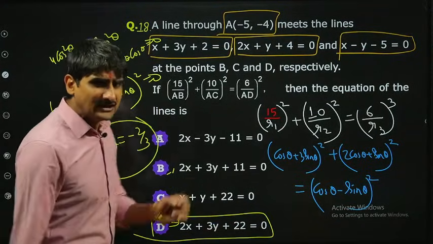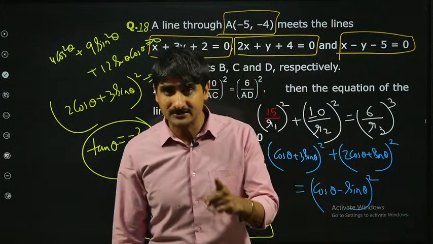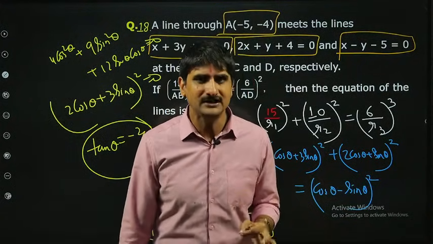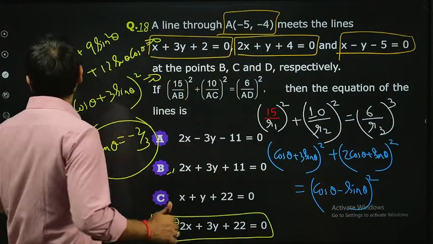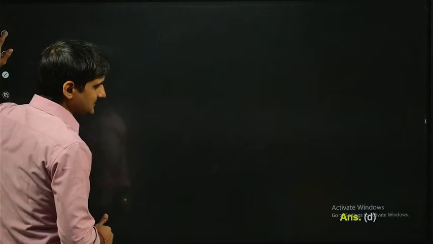So that's it. So that was a good question actually, based on the application of parametric form of equation of straight line, and that's why I selected this question, bachcho. So that was the purpose. So we are done. So D1 should be the correct answer.